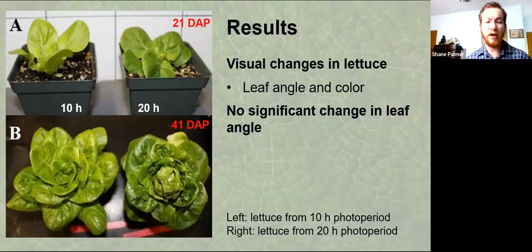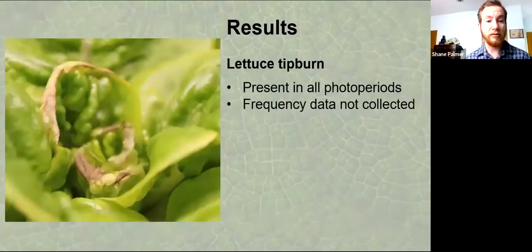You can also notice in the bottom photo that the plant on the right, which is under the longer photoperiod, is more compact looking, and it's even forming a head, while the one on the left, which is under the high light, is not. The color was also visibly different. The plants grown under the high light conditions had yellower leaves, which I will talk about. This is also an example of something that we noticed. I didn't take numeric, quantified data about this.